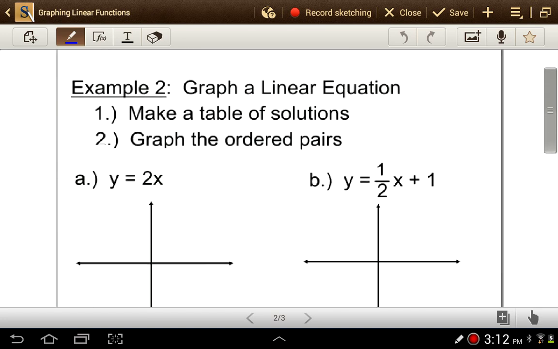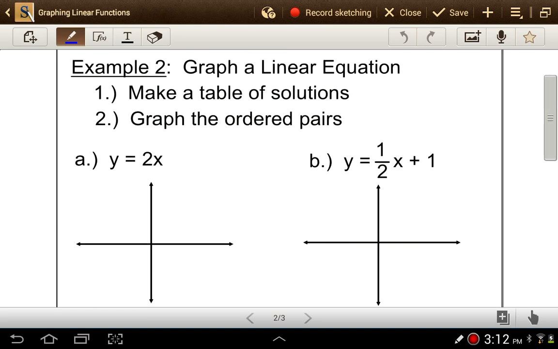Okay. In example 2, we're going to graph the linear equations. So first, you make a table of solutions, like we did in example 1. And then you're going to graph the ordered pairs. Now, if you look at my equations here, they're the same equations as before. I did that to save time. I'll do that on some assignments too.